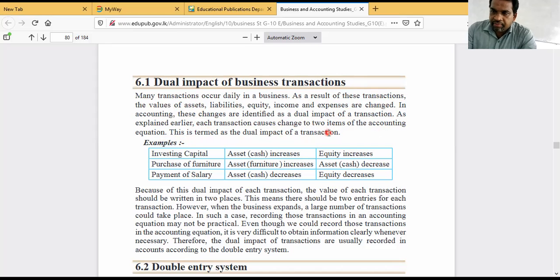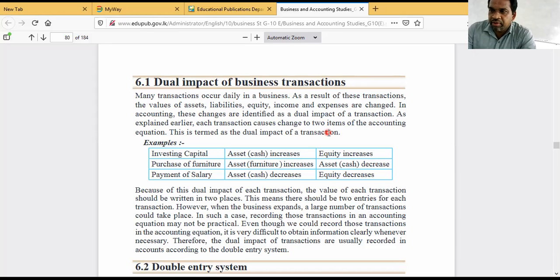You know, in day-to-day business transactions, there can be two effects to assets, liabilities, capital. That is what we have identified so far. As explained earlier, each transaction causes change to two items of the accounting equation. This is termed as the dual impact of transaction.